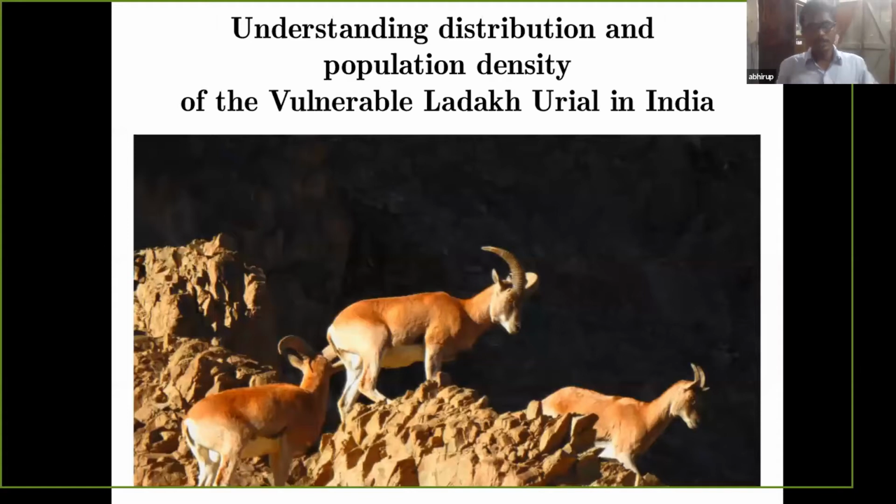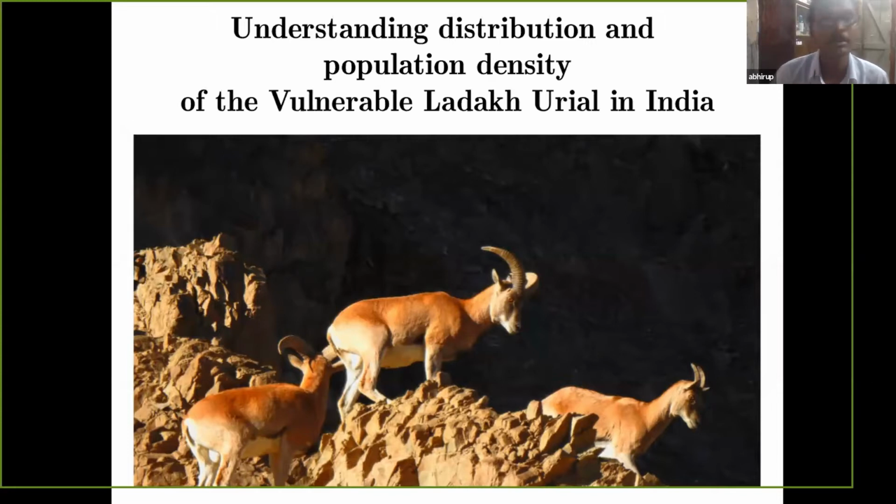So I will be talking about our work in Ladakh region in India. This work was done in 2018, and what we did was mostly survey the Urial distribution in Ladakh, and we estimated population.